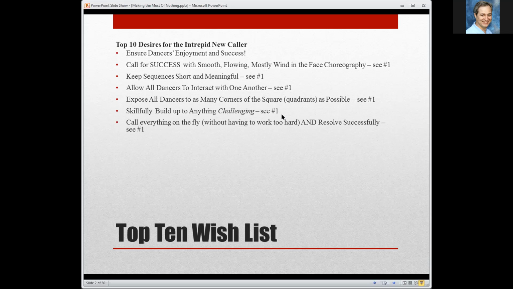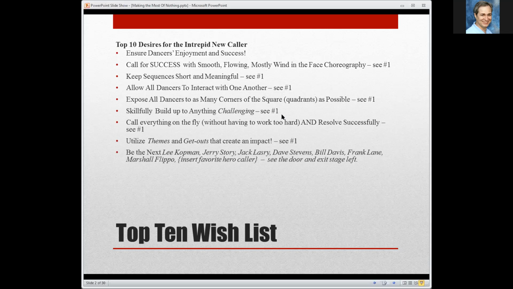Maybe be able to call everything on the fly without having to work too hard and resolve it successfully. Well, see number 1 again. Utilize themes and get outs that created impact. See number 1 again. And maybe be the next Lee Coppin or Jerry Story or Jack Lazary, Dave Stevens, Bill Davis, Frank Lane, or any of your favorite caller heroes, Marshall Flippo.